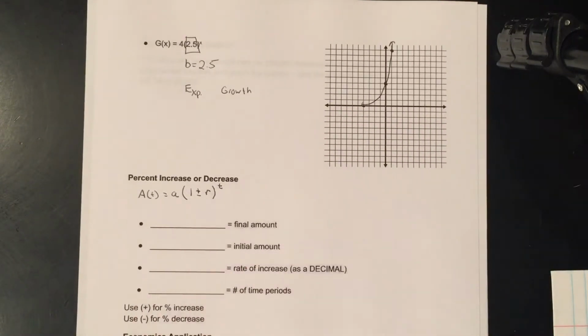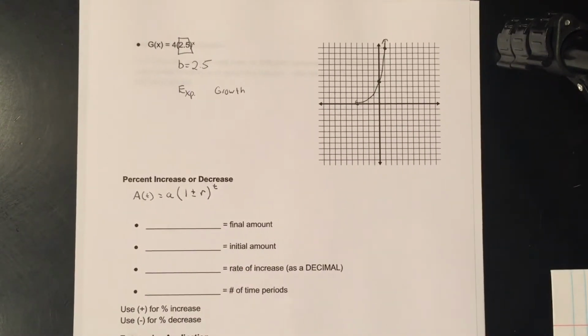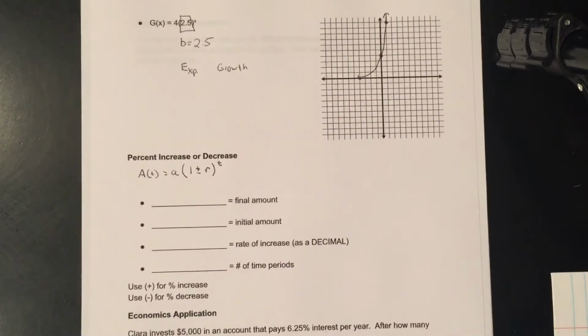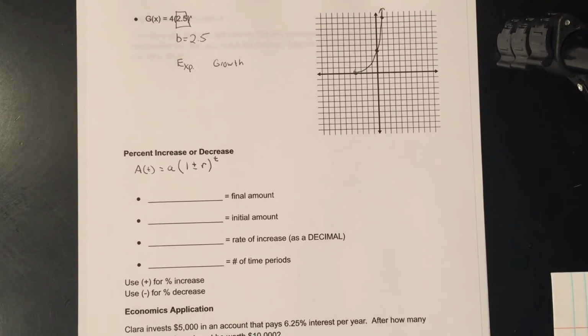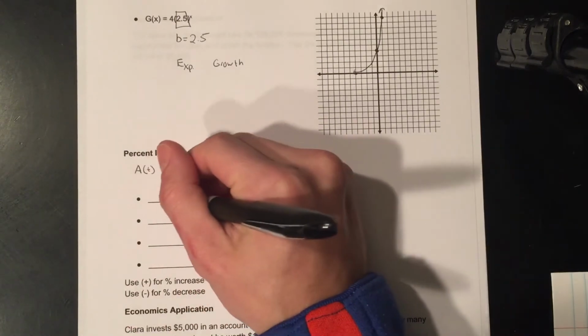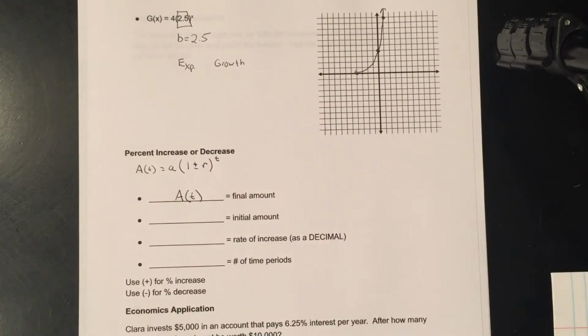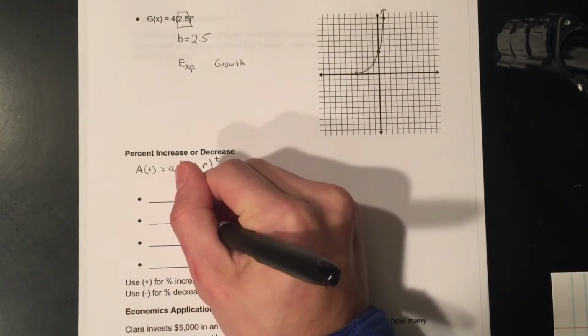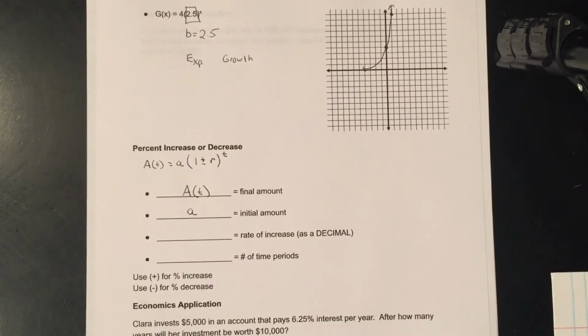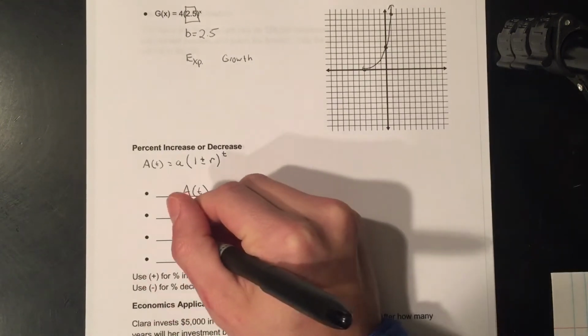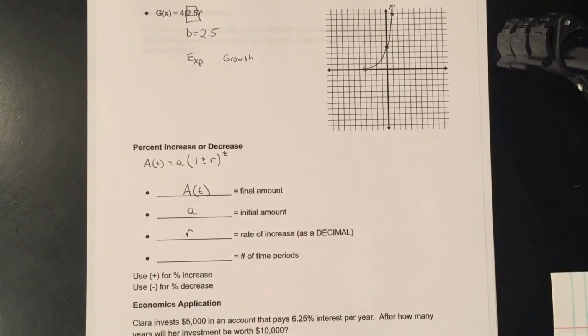Now, I already wrote down the function for percent increase or decrease. A of t equals a times 1 plus or minus r, to the t power. A of t represents the final amount. The little a represents the initial amount. R is the rate of increase or decrease.